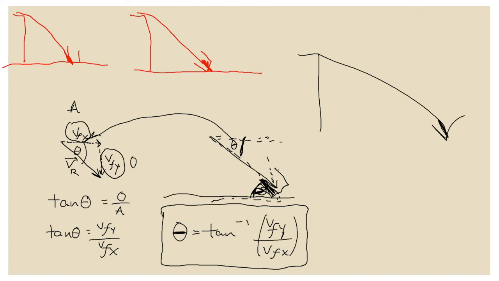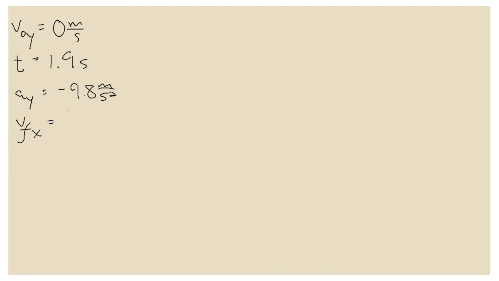So to finish this one off for today, let's just go ahead and find that angle. We knew from the problem, and I'm just going to write these here just so we have them, that V naught y is 0. We know from the problem that this coconut is going to hit the ground in 1.9 seconds. We know, of course, that in the y direction, the acceleration is 9.8 meters per second squared. And we know that VFX, the final velocity in the x direction, is the initial velocity in the x direction also, which is 2.1 meters per second.